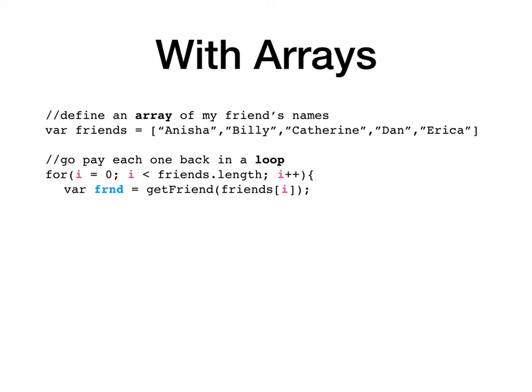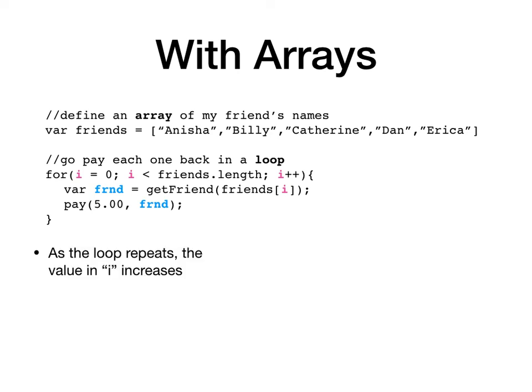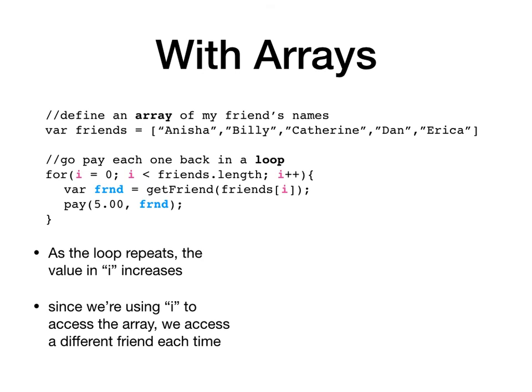Right now, i is 0. So the first time around, we'll get Anisha, right? Then I'm going to pay Anisha $5. And then I'll loop. Next time around, i becomes 1, so that takes us to Billy, and so on. So as the loop keeps going, i increases, and then since we're using that variable to access our array, that means we get to change which part of the array we're looking at each loop.